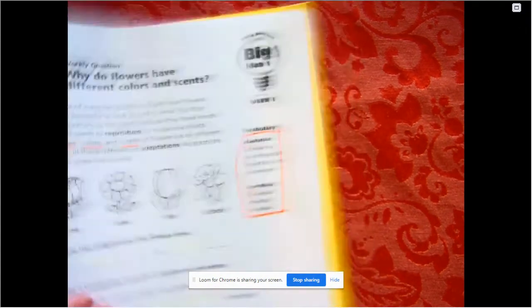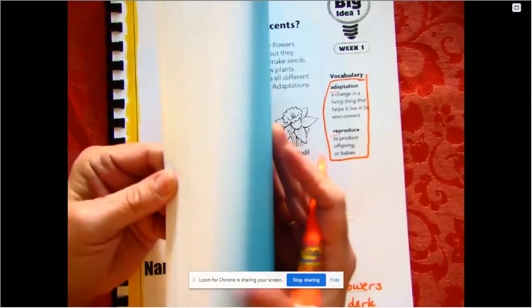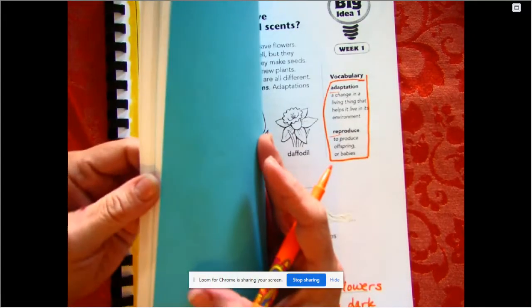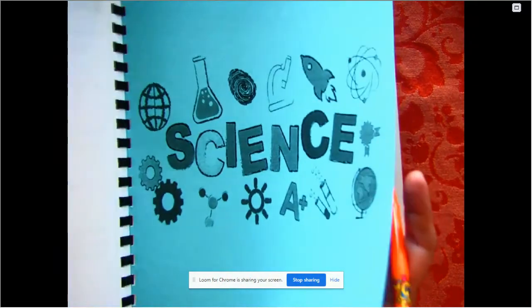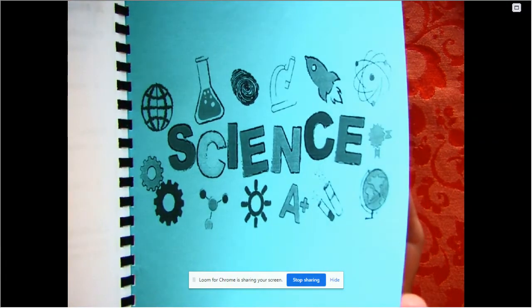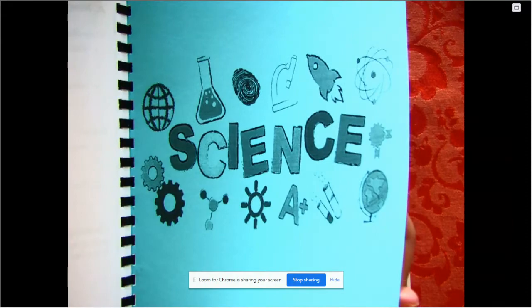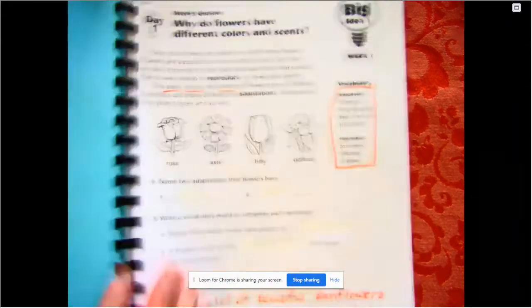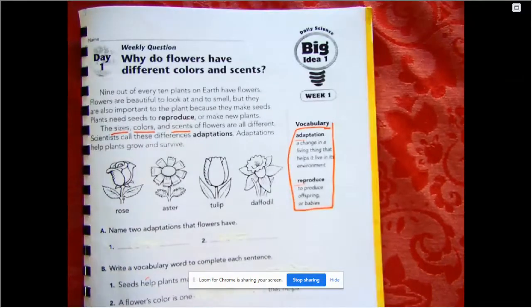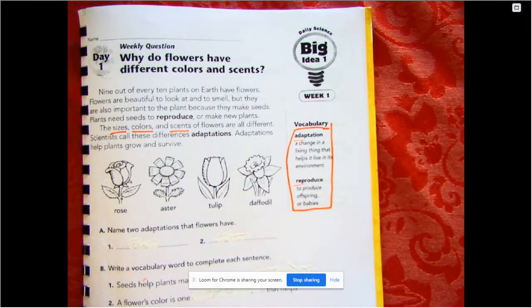All right. In our book, we have some different sections with blue paper in there. The first one says geography and the second blue paper says science. So find the page that says science. Then open it up and the very first lesson says day 1, why do flowers have different colors and scents?